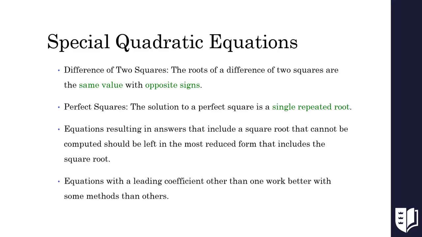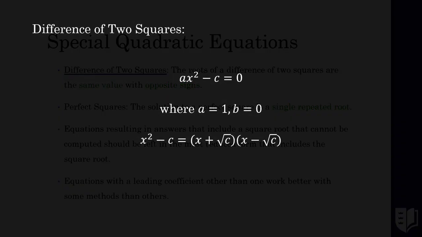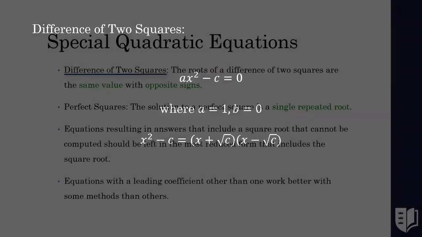The next thing we want to look at is a couple of special cases of quadratic equations that are easy to solve when we recognize them. The first case is when a quadratic is a difference of two squares. In this form, ax squared and c are both squared, and a equals 1 and b equals 0. Also, c is subtracted from ax squared, which gives us the difference of two squares. The roots in this case are the square root of c with opposite signs.